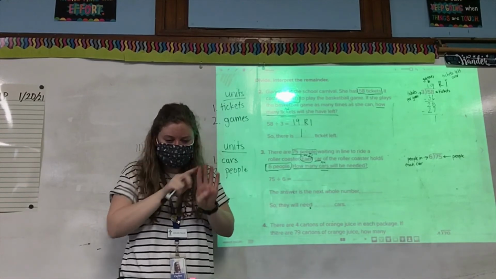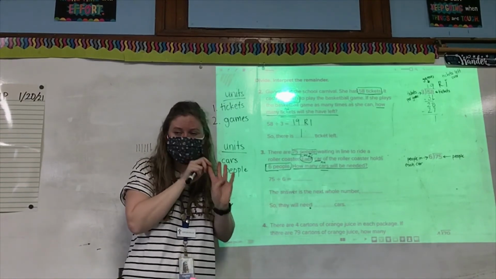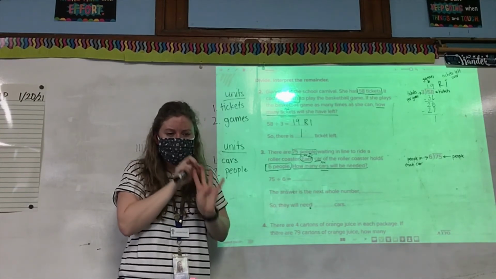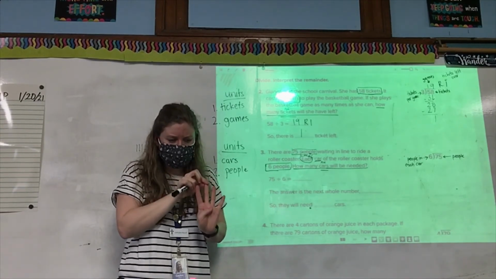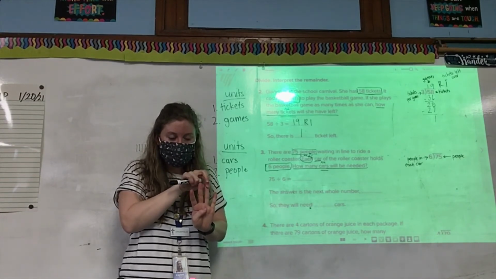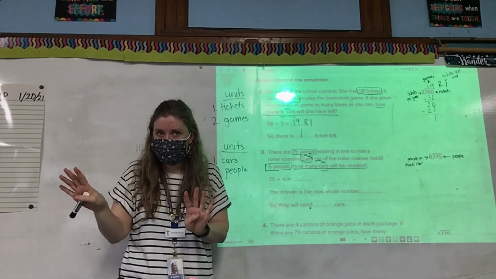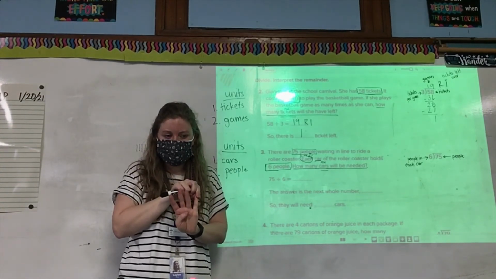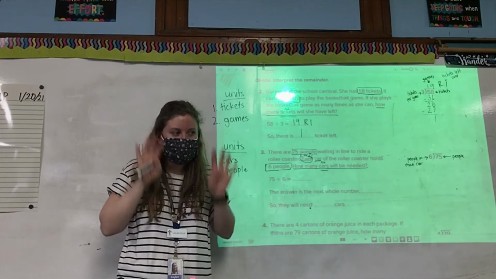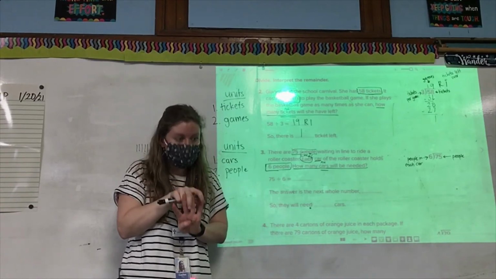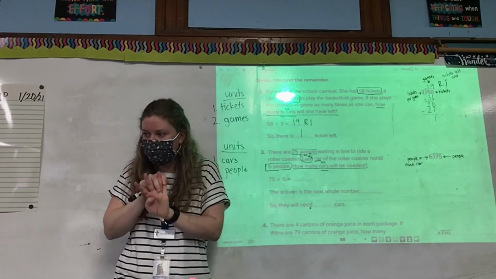Okay, I got that. I know the dividend never changes. It always represents the total number of items. And I know the remainder never changes. It always represents the items left over. I know the divisor and the quotient can switch, but they can't be the same thing. One has to be the items in each group. One has to be the number of groups, and sometimes they switch. But they can't ever be the same.